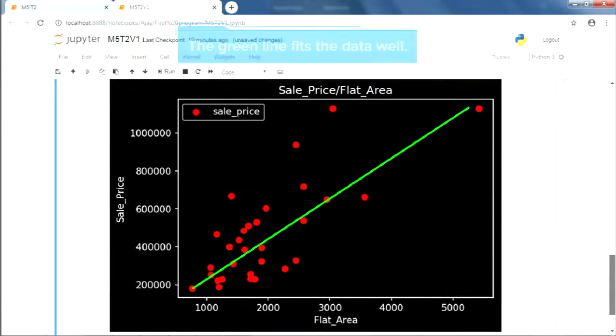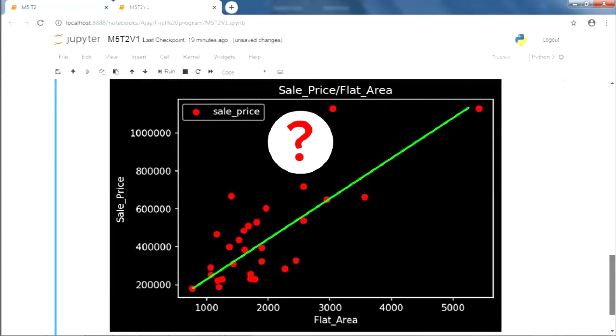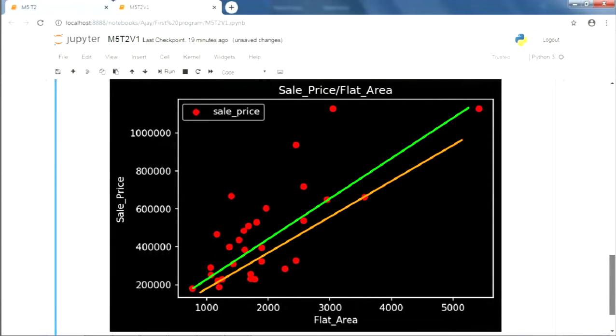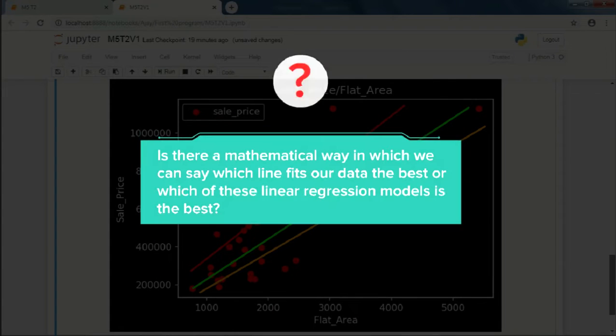Visually, we saw that the green line we drew fit our data well. But the question is, how well? And if we were to draw another orange line or this red line, each of these lines would also represent another linear regression model. Is there a mathematical way in which we can say which line fits our data the best, or which of these linear regression models is the best?